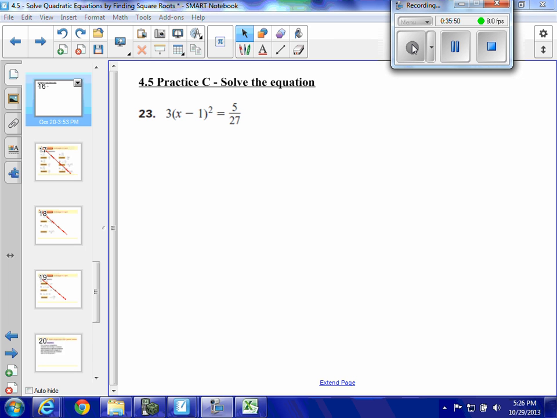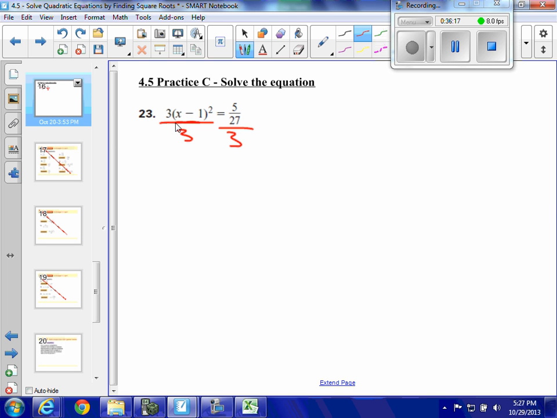So let's try one more problem here. I have 3 times x minus 1 squared equals 5/27. Practice C problem. I think we can do this one. Again, I have a difference right now, not a sum, but that is being squared, and I need to get rid of it. I need to get it isolated by itself. So what I'm going to do is divide both sides of this equation by 3. Same thing as multiplying by 1/3.